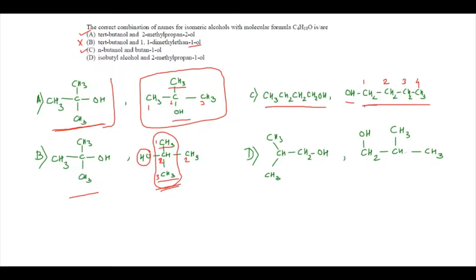Now about isobutyl alcohol. So this is isobutyl alcohol. This is the common name of this specific alcohol, and 2-methyl propane 1-ol. So 2-methyl propane, that means the longest chain will have 3 carbon, 1, 2, 3, and with the second carbon we have the methyl group, and with the first carbon we have the OH group. Now if you compare this structure with this structure, you will see that both are basically the same. So option D is also a correct option. So options A, C, D are correct for this specific question.